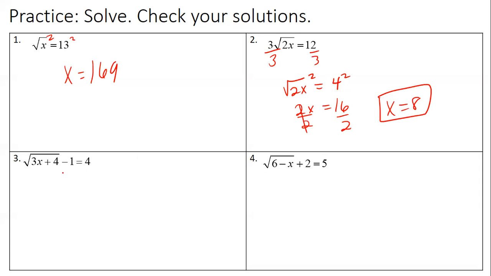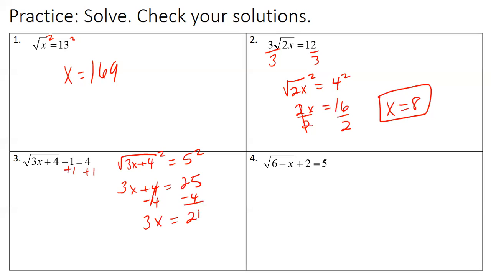Now we're on to multi. What is our first step of the multi? Plus 1. Good job. And that leaves us with the square root of 3x plus 4 equals 5. Step 2, to square. And we get 3x plus 4 equals 25. Subtract 4. Good job, guys. And that gives us 3x equals 21. And then last step, divide by 3. What do we get?